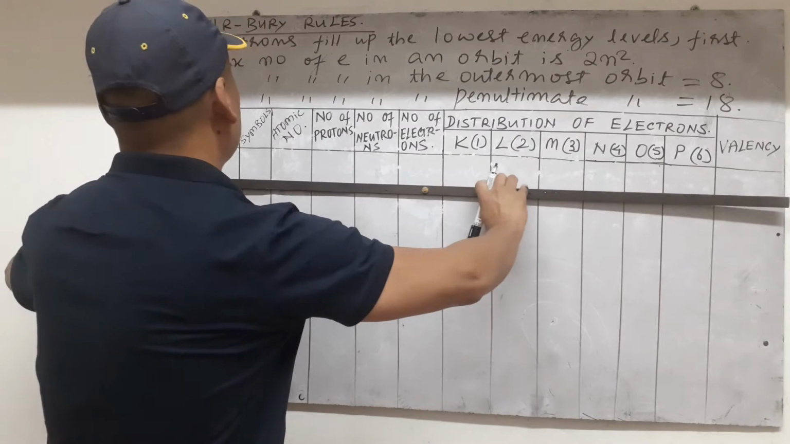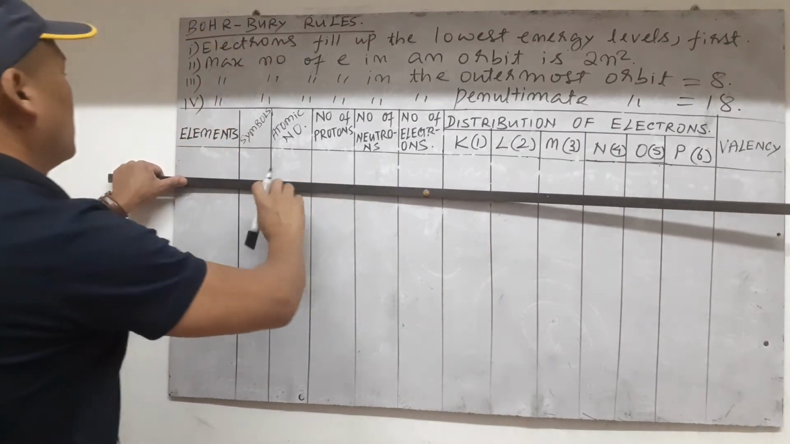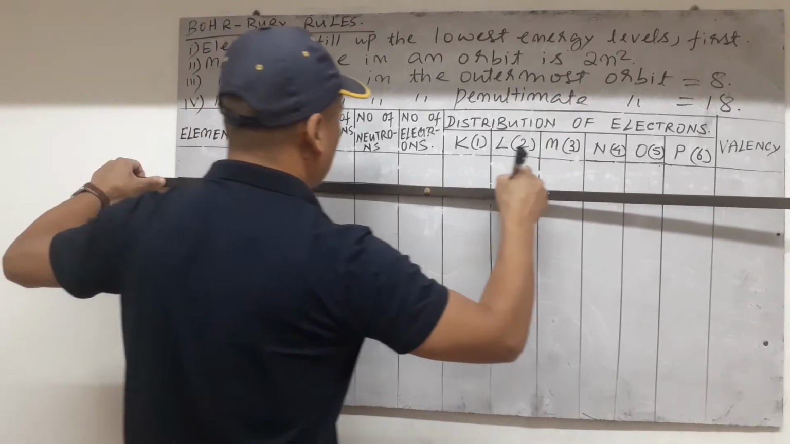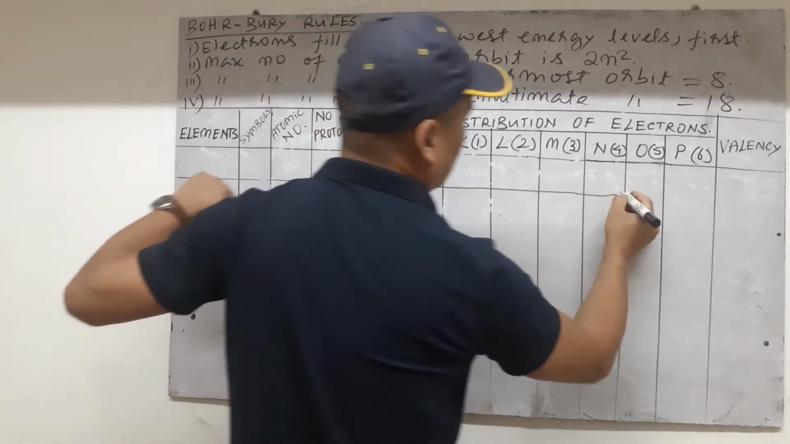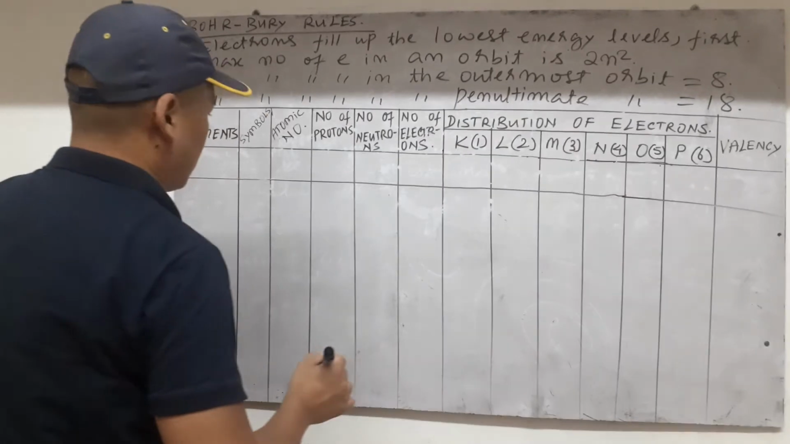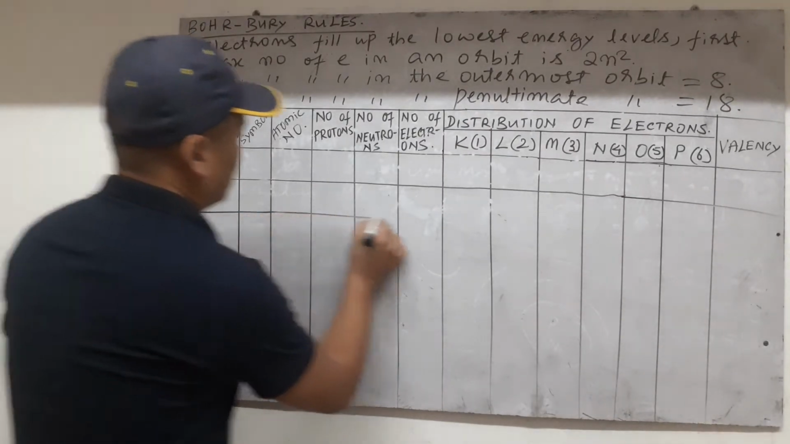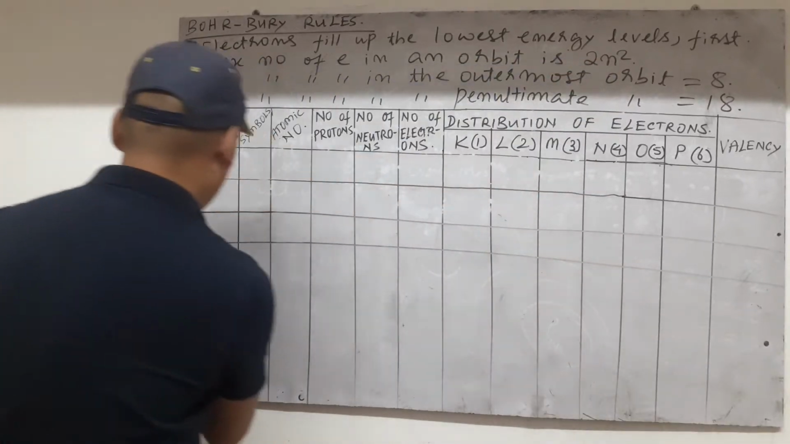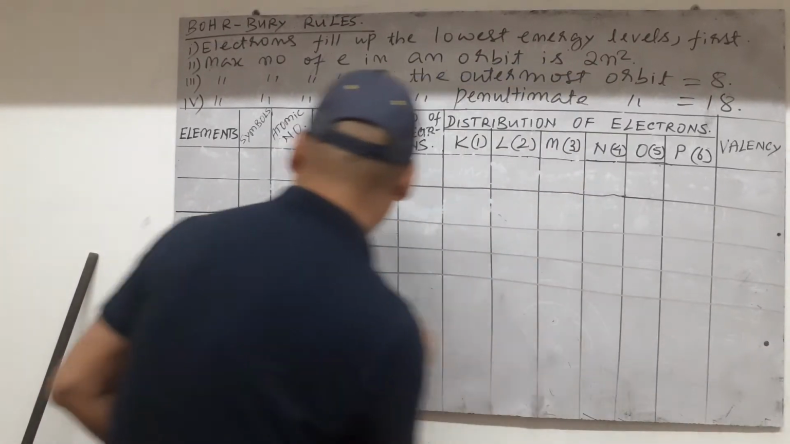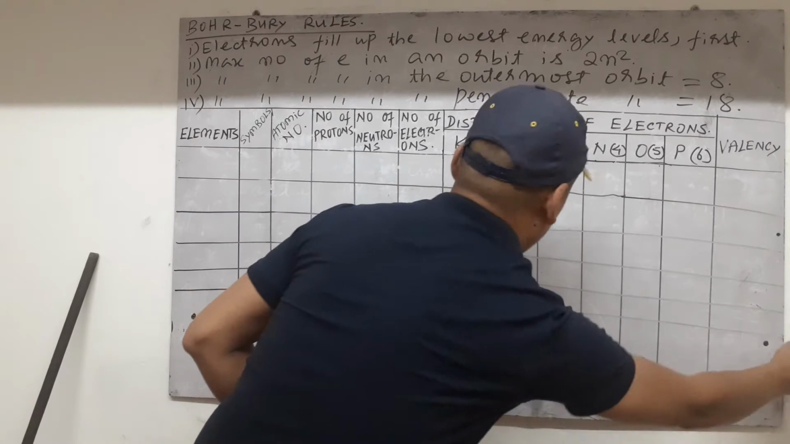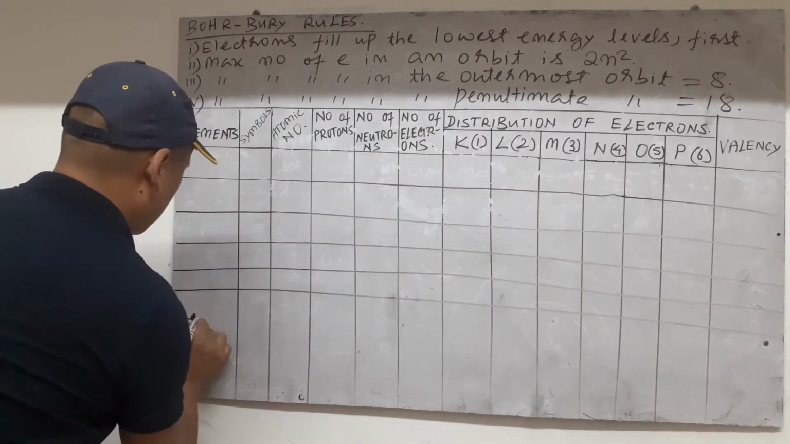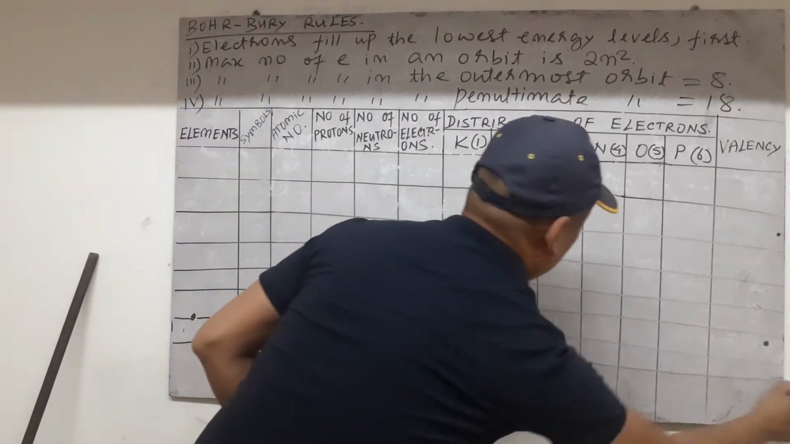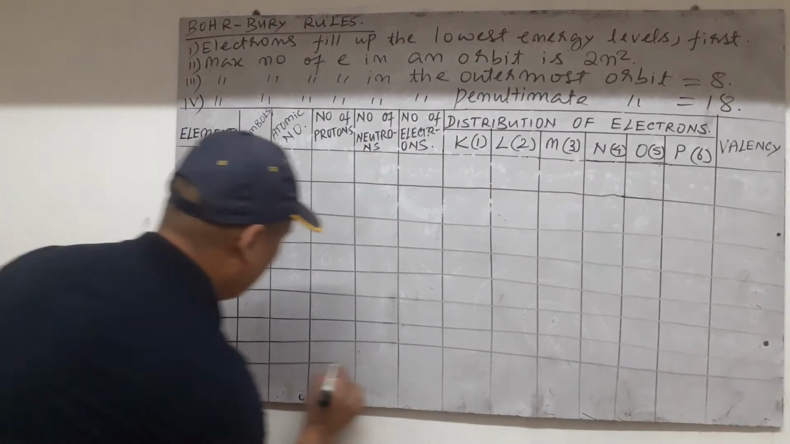Now let us go here. The first 10 elements let's do in this class. So here, 1. I think I can use my freehand. 1, 2, 3, 4, 5, 6, 7, 8.